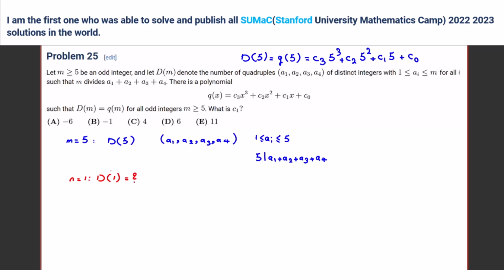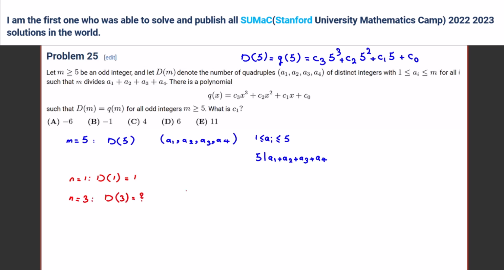Calculate d of 1. We won't apply d1 for this because it says m at least 5, but to understand the approach, d1 is easier. Try to find d1. Is it just 1? Exactly, because it is unique and 1 divides some of them, right? Now calculate d3. D3 is what?